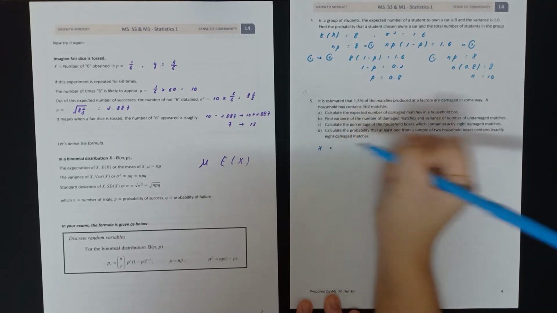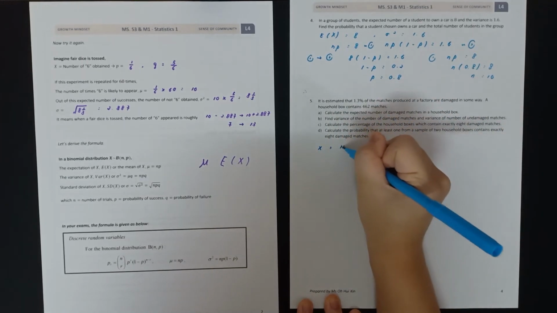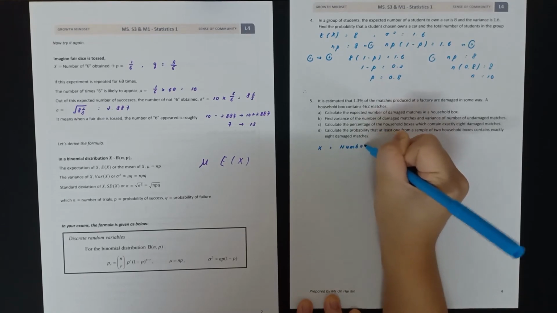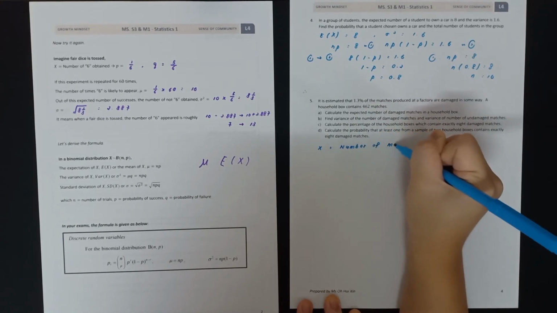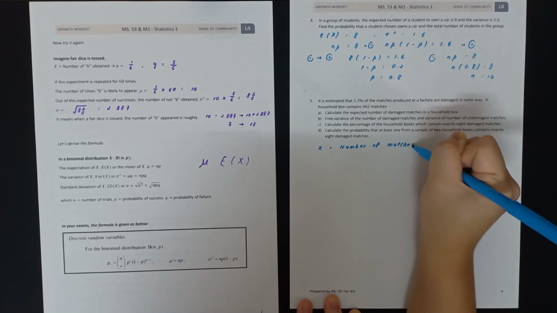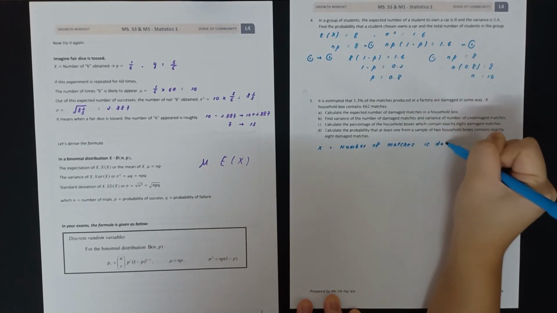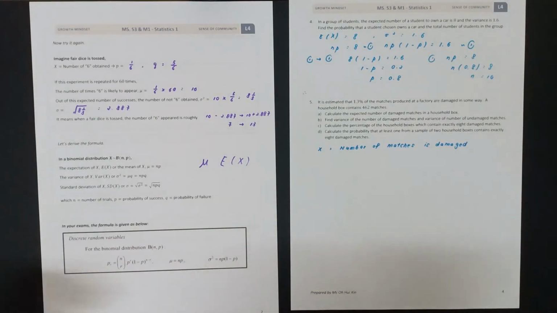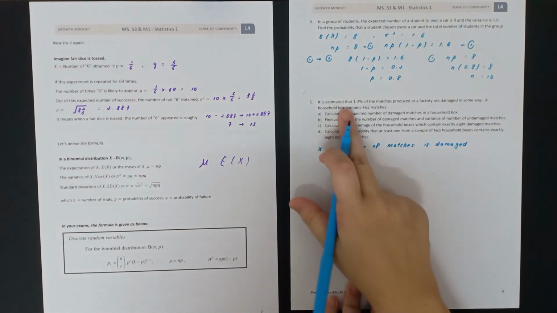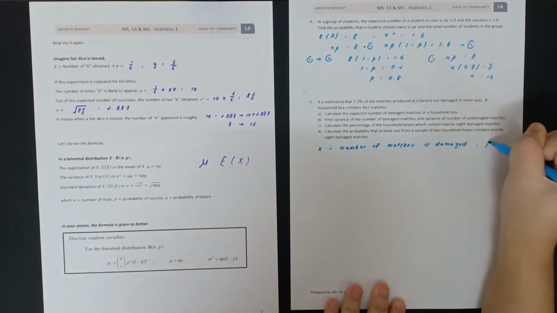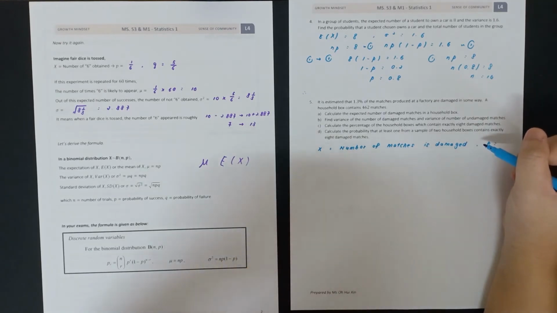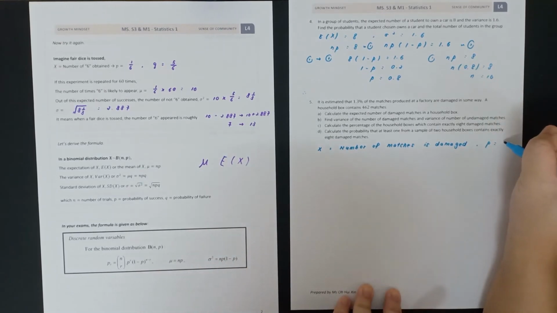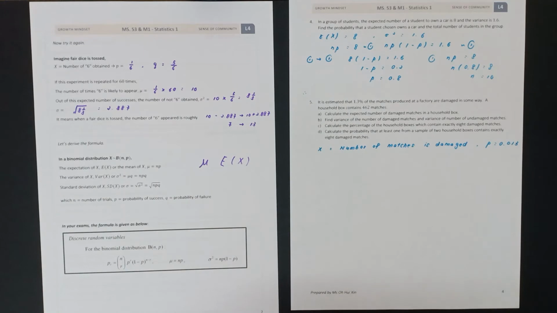So meaning X, you are trying to make it in a way that the number of matches that is damaged. Okay, or I should write number of damaged matches. It's totally fine, English. Alright, so then you have 1.3%, so meaning that the probability for you to get the case that the match is damaged is basically equal to 0.013. Okay, so the household box contains 462, that means your N is 462.